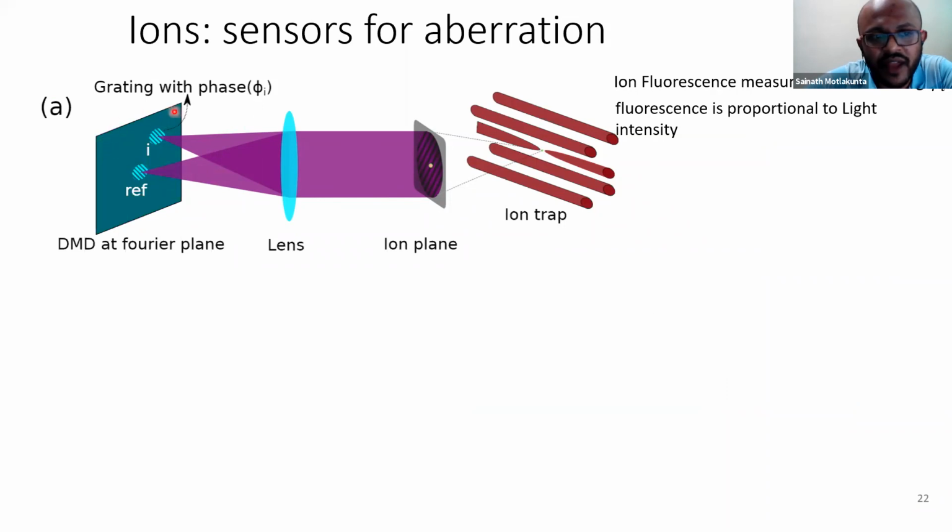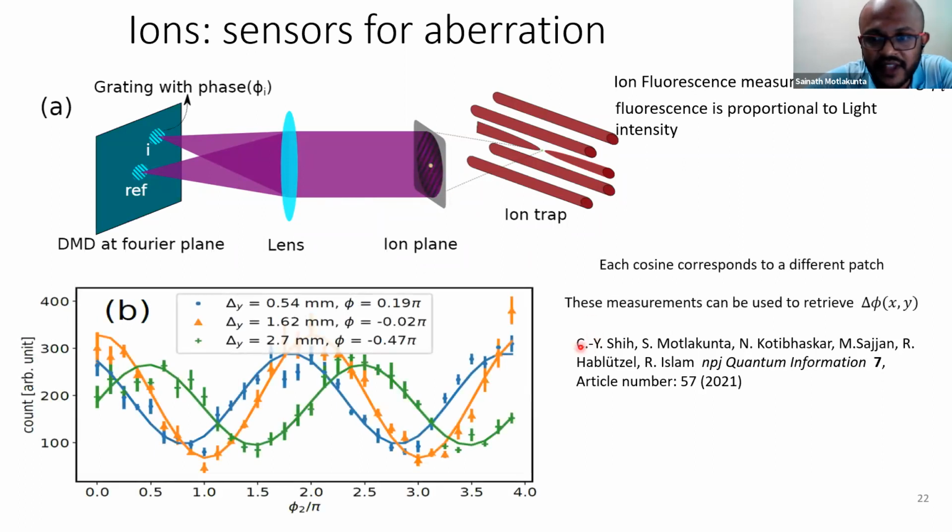Since we only have amplitude control on the DMD, we don't have any phase control. We need to create a grating inside each patch. So you can see the blue lines here. It's a grating inside each patch. This leads to interference fringes on the ion plane here. And since the fluorescence of the ion is proportional to the intensity, we can see a sinusoidal variation. So when we vary the phase phi_i, we can see a sinusoidal variation of photon counts.